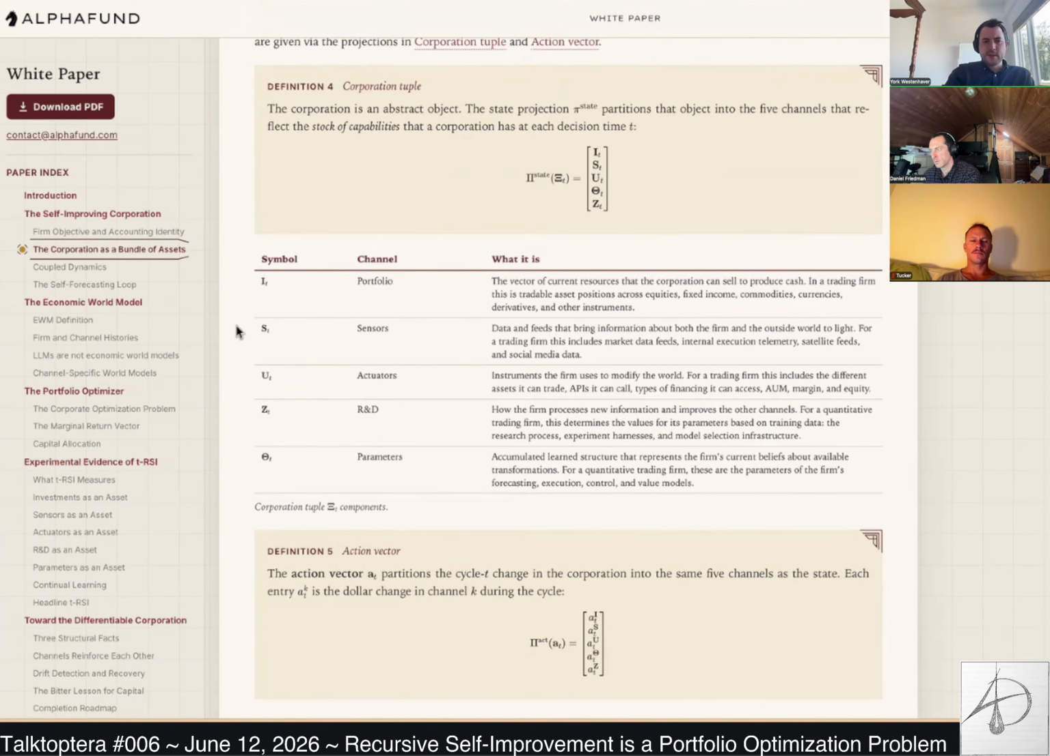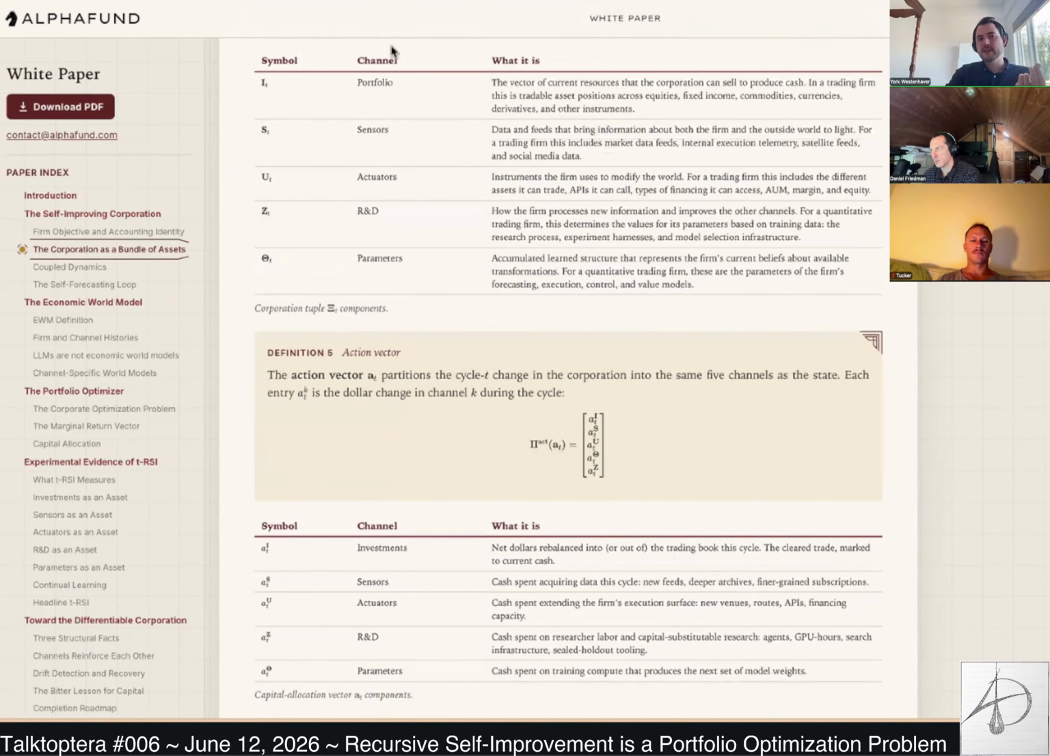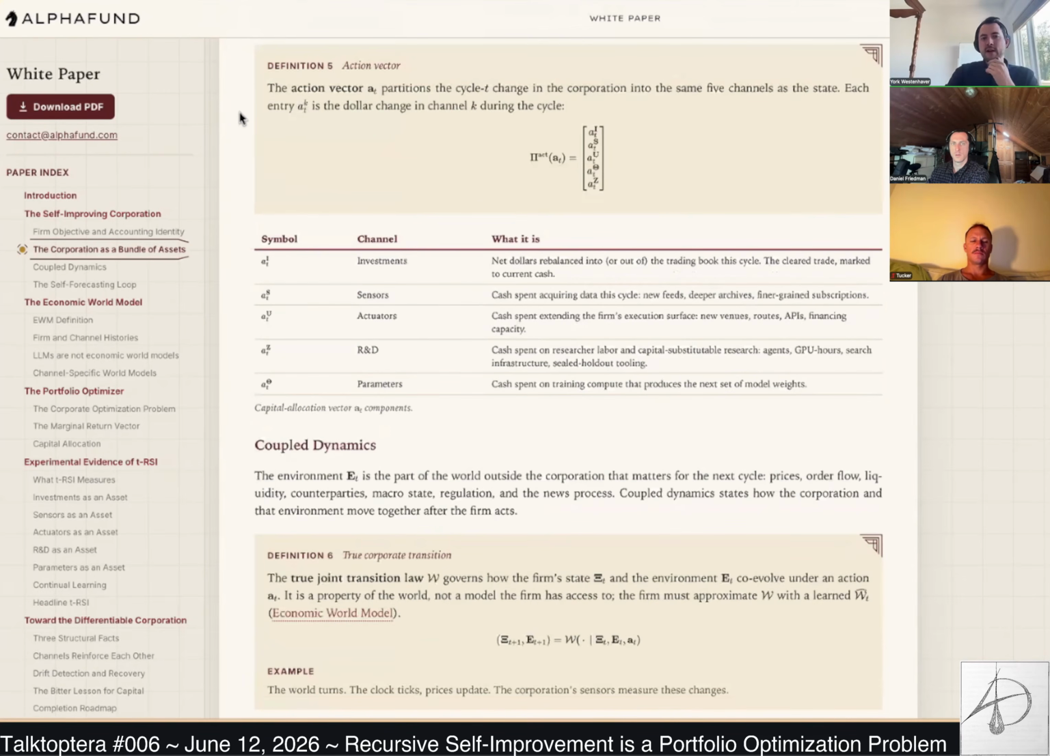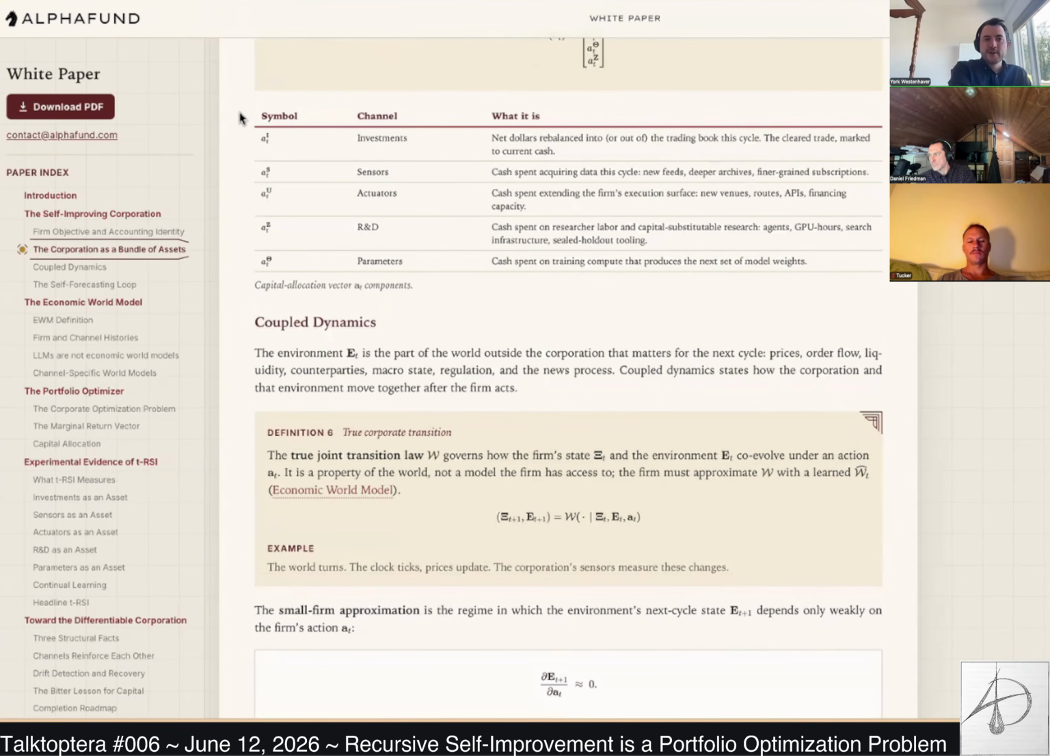And so with these five things here, what we do is we say, okay, cool. This is a state vector. So there's a stock of these variables at any given time that you could measure in dollars. And then there's an action vector. So an investment action would be rebalancing your portfolio. Your sensor action would be acquiring new data. Your actuator action would be spending cash to acquire a new brokerage contract. R&D would be hiring researchers or running an auto research experiment or whatever it is. And then your parameters would be running a training run to make the model bigger or something like that.